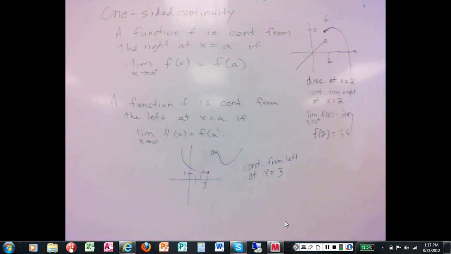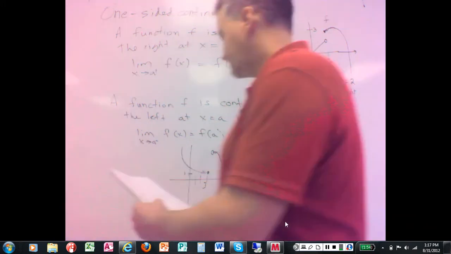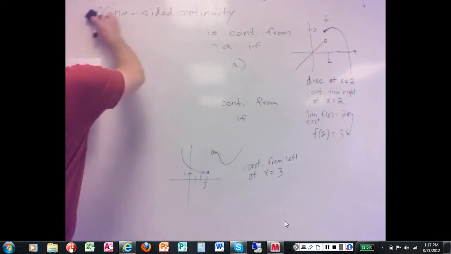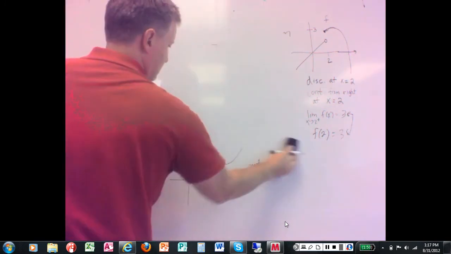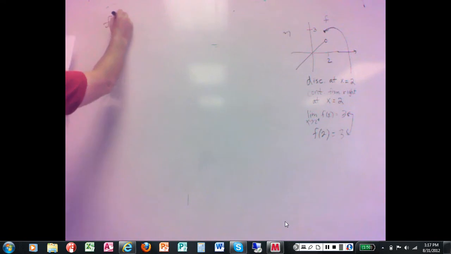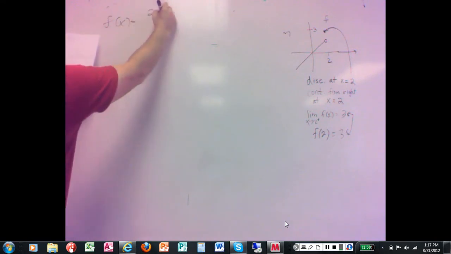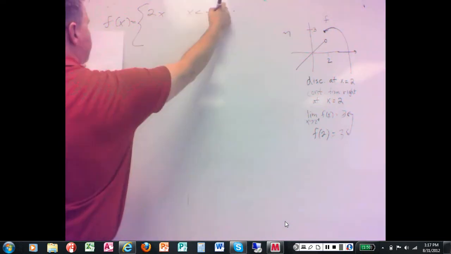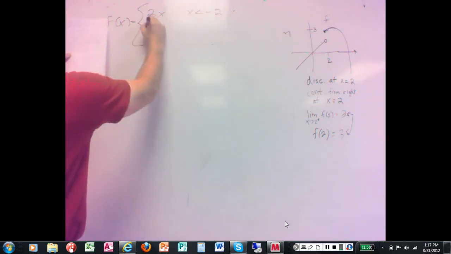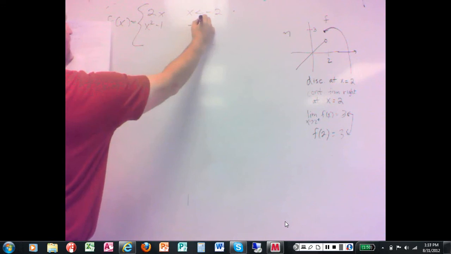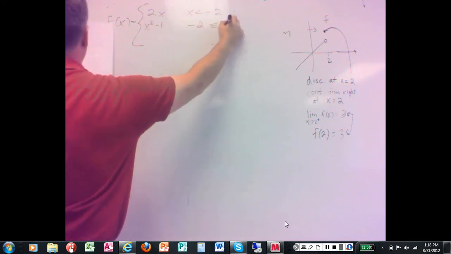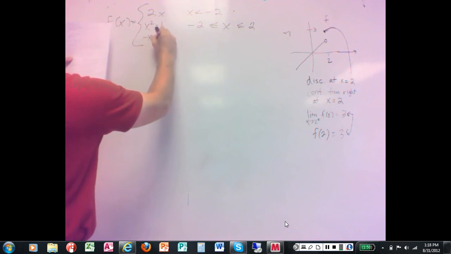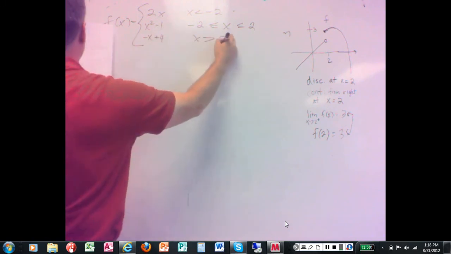All right, so that's the idea. So let's give you one here. f of x equals 2x, this is piecewise, 2x for x less than negative 2. It's x squared minus 1 for negative 2 less than x less than or equal to 2. And then it's minus x plus 4 for x greater than 2.